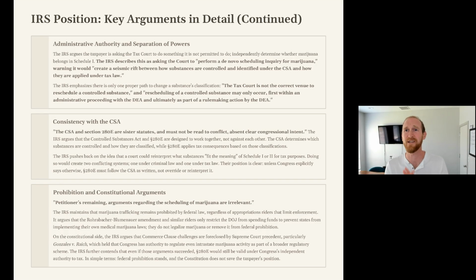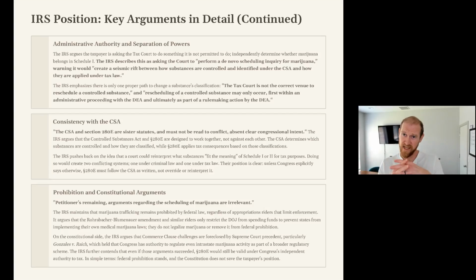So let's see here. Administrative authority and separation of powers. The IRS argues the taxpayer is asking the Tax Court to do something it is not permitted to do, independently determine whether marijuana belongs in Schedule 1. The IRS describes this as asking the court to perform a de novo scheduling inquiry for marijuana, warning it would create a seismic rift between how substances are controlled and identified under the CSA and how they are applied under tax law. The Tax Court is not the correct venue to reschedule a controlled substance, and rescheduling may only occur first within an administrative proceeding with the DEA, and ultimately as part of a rulemaking action by the DEA.